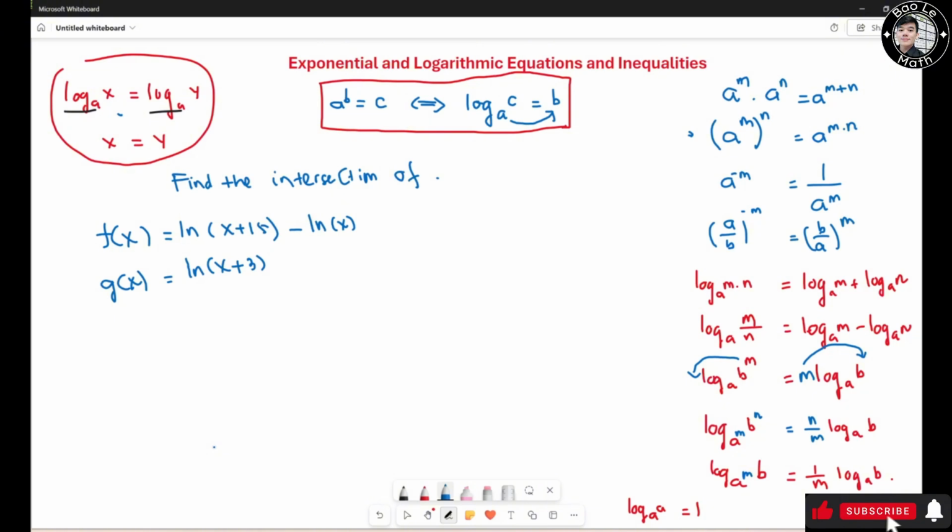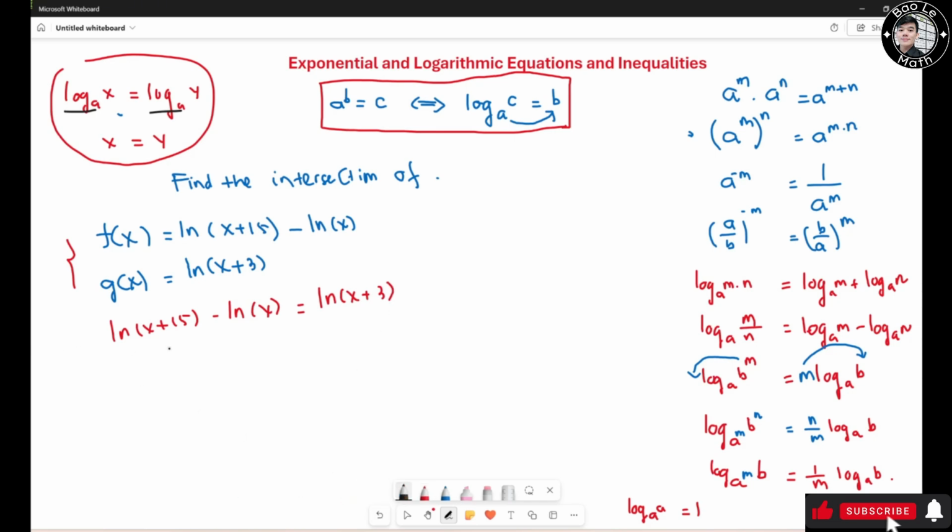Alright, let's move on to the next example. Now, we need to find the intersection of these two graphs right here. Alright, so you can use a calculator to find the intersection easily, like what I did in the first example, right? Now, what if you're not allowed to use a calculator on the AP exam, right? So we just do this one manually. So how do we do this one? You just equate this guy and this guy. So I have natural log of x plus 15 minus natural log of x equals natural log of x plus 3, like that, right?